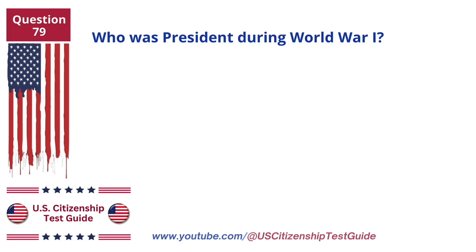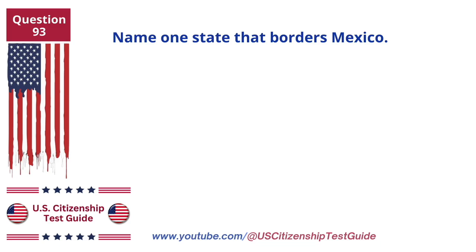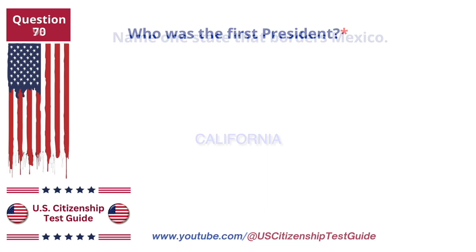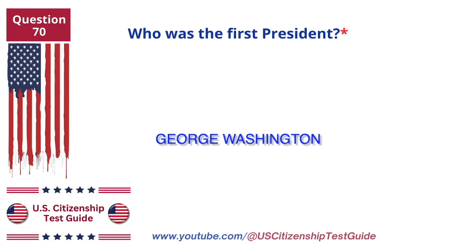Who was president during World War I? Woodrow Wilson. Name one state that borders Mexico. California. Who was the first president? George Washington.